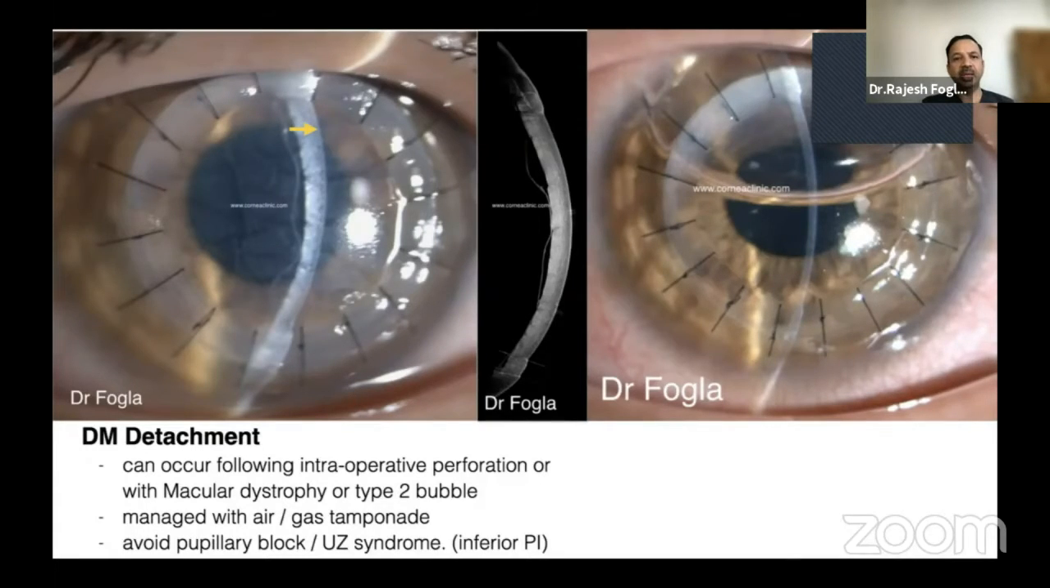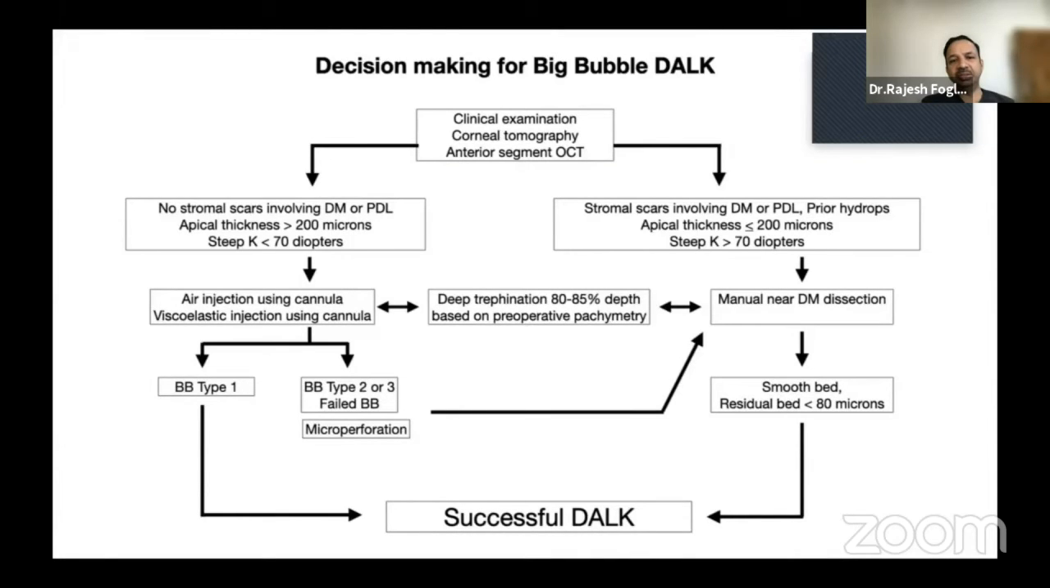In decision making, yes, this flowchart is very useful. You do a clinical examination, do a tomography, anterior segment OCT. If there are no stromal scars involving the Descemet's membrane or the pre-Descemet's layer, and the apical thickness is more than 200 microns and the steep K is less than 70 diopters, you can then schedule the patient for a big bubble technique. And in that, if you achieve the type 1 big bubble, you can go ahead. But if you achieve a type 2 bubble, or if you have a microperforation, you have to move on to doing a manual DALK.